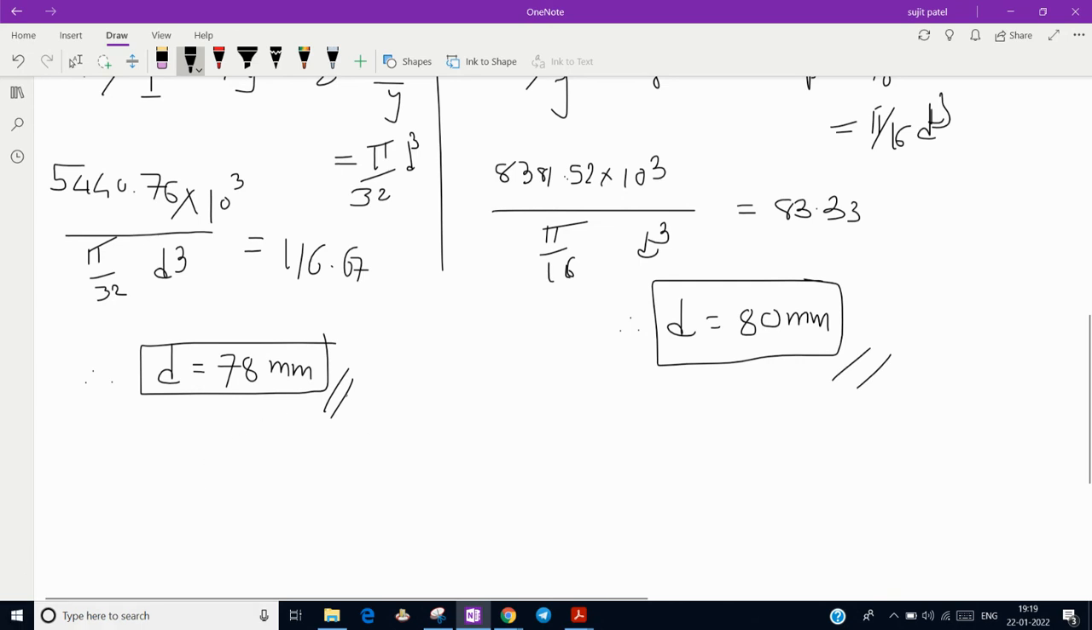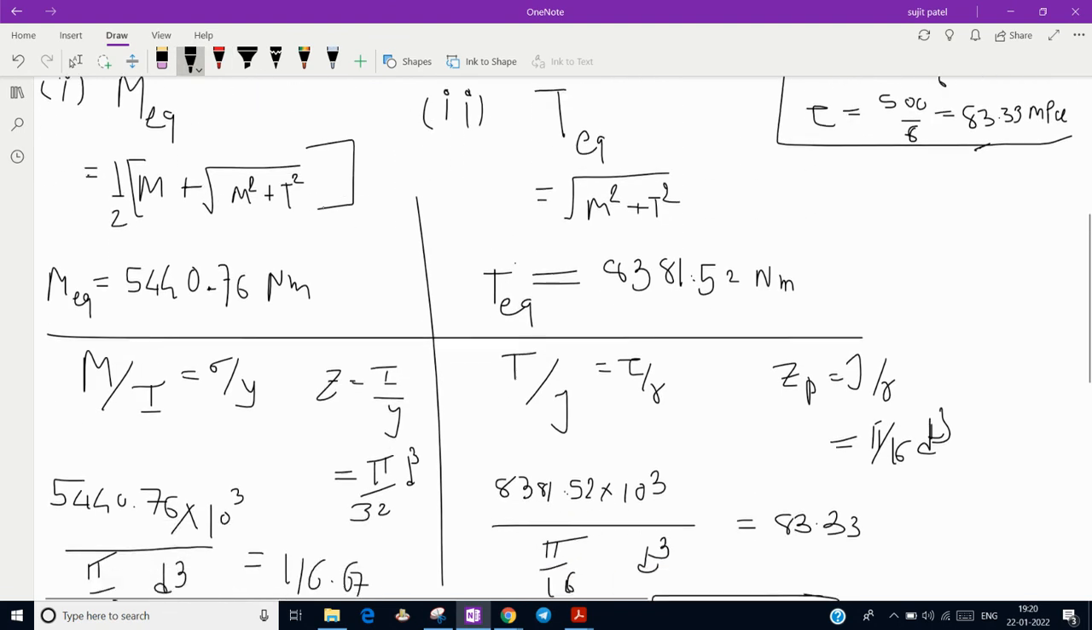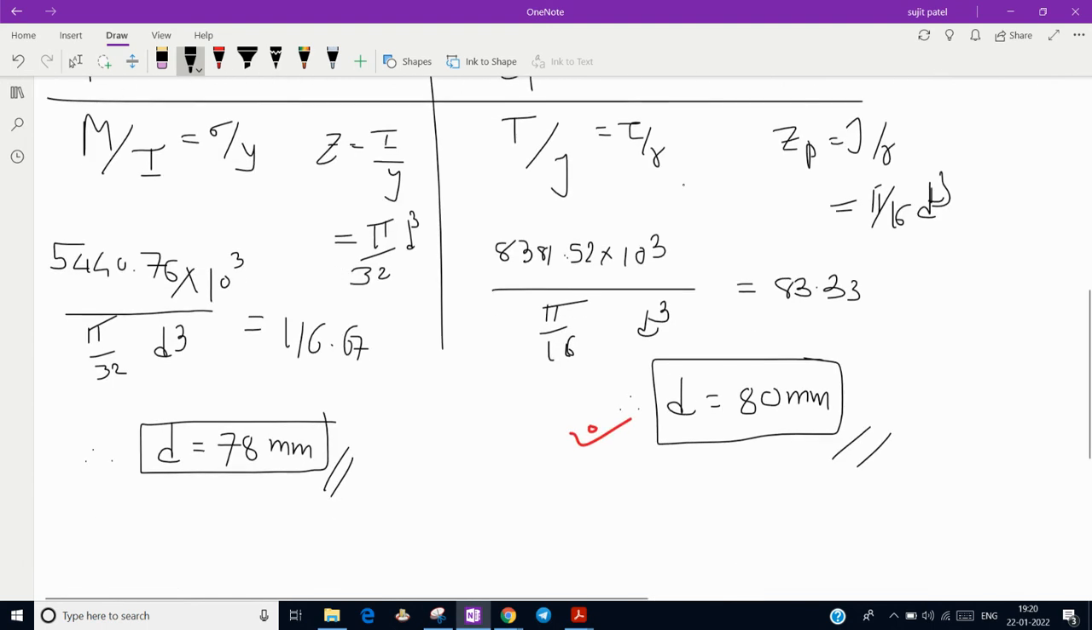Now we have to decide which diameter to choose. Here we will choose the diameter 80 mm. Why? Because if we choose 78 mm diameter, then our shaft will sustain the bending moment, but the shaft will fail in torque. So to prevent failure of the shaft in torsion as well as in bending, we use 80 mm, because with 80 mm diameter it will definitely sustain the bending stresses, and with 78 mm it would fail in torsion. So our answer will be 80 mm, the shaft diameter that should be used.